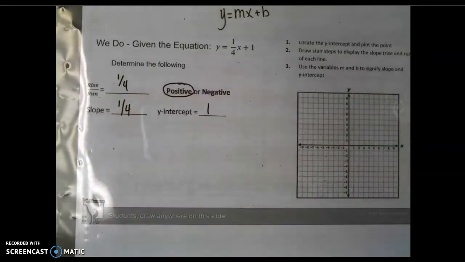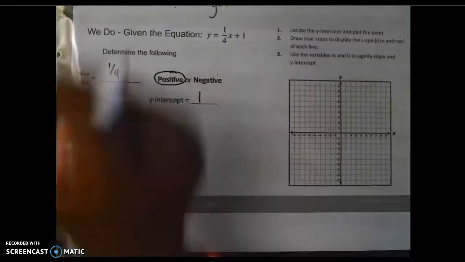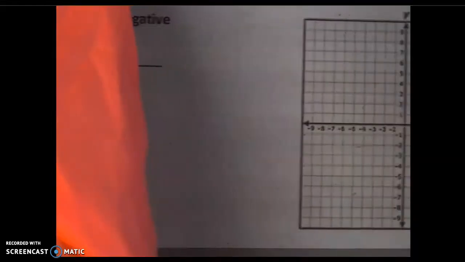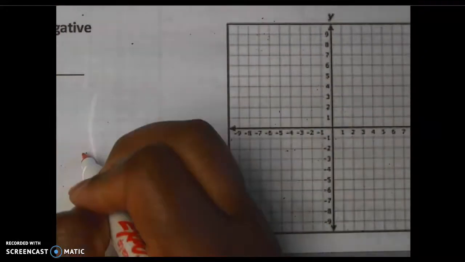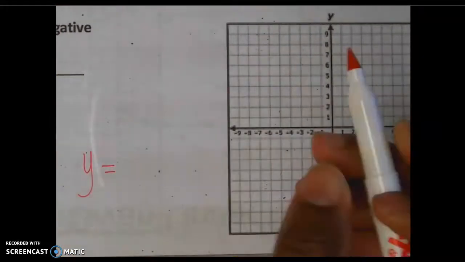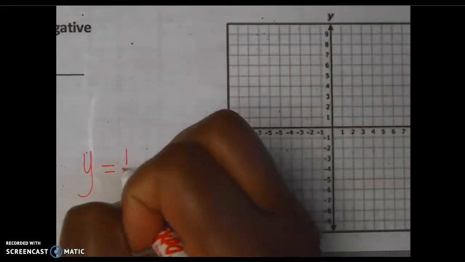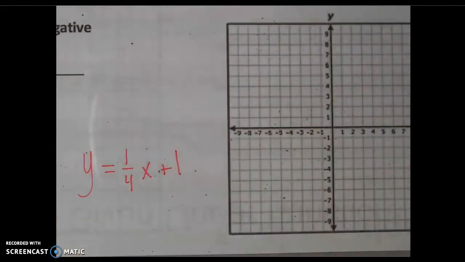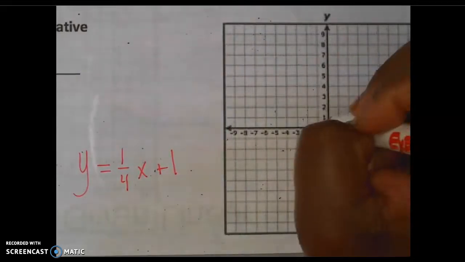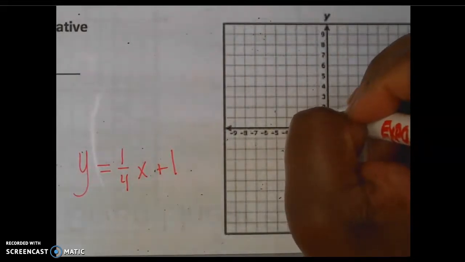Okay. So the first thing I'm going to do is locate my y-intercept and plot that point in red. I'm going to zoom in a little bit for you. I'm going to write the equation over to the side so we can keep referring back to it so you can see it. So my y-intercept is 1. So I'm going to plot that point.